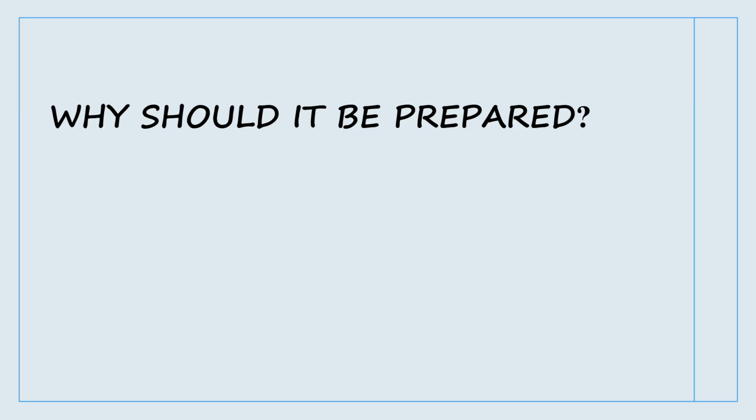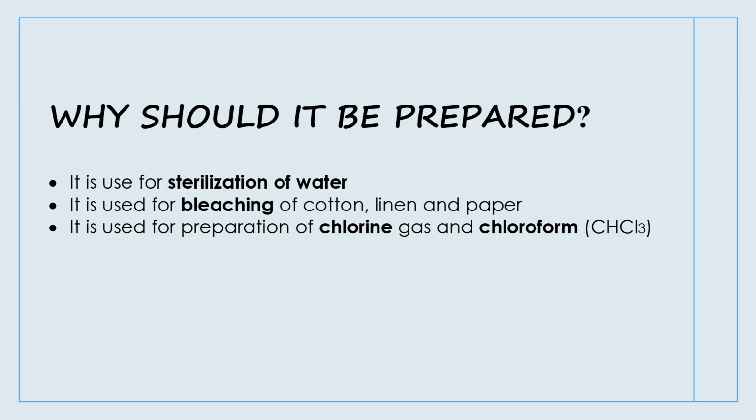Now the first question that should arise in your mind is why should it be prepared firstly? What is the point of preparing it on such a large scale? Since bleaching powder has great significance, I have listed a few of these below so you can understand the uses of the bleaching powder. It is used for the sterilization of water to kill the germs, that means water purification, bleaching of cotton, linen and paper. Along with these, the production of chlorine and chloroform also needs the bleaching powder.